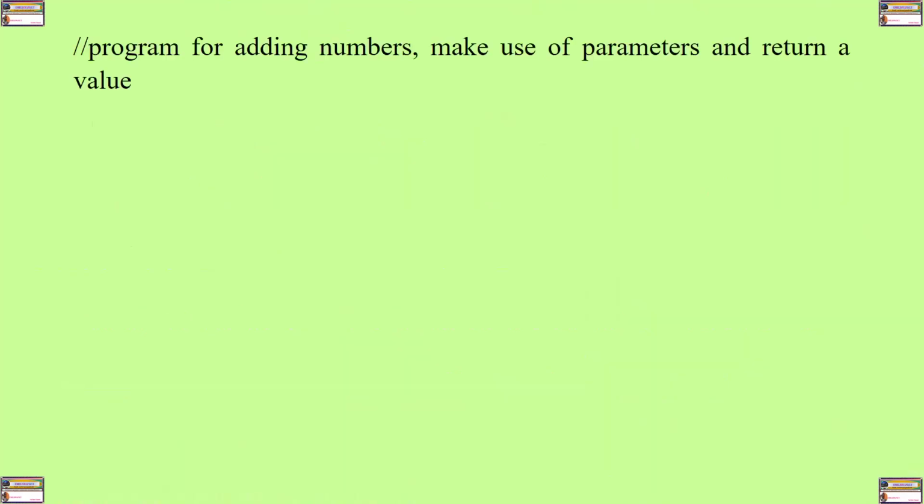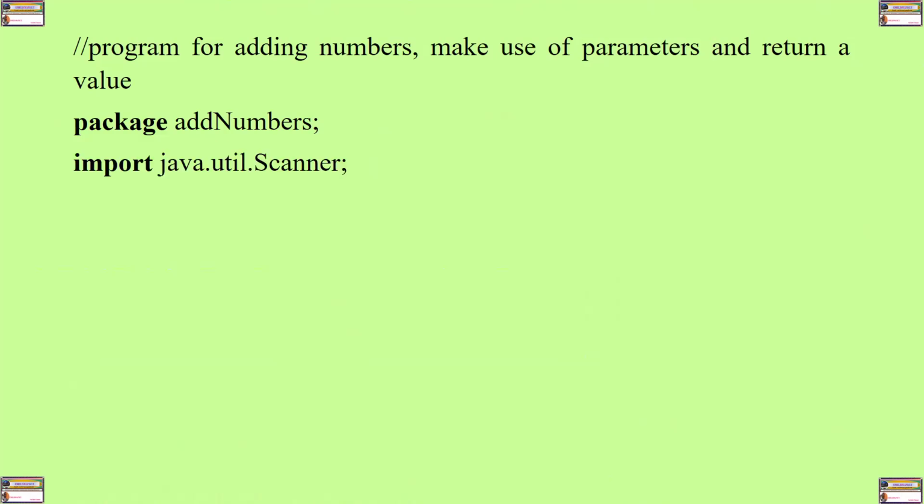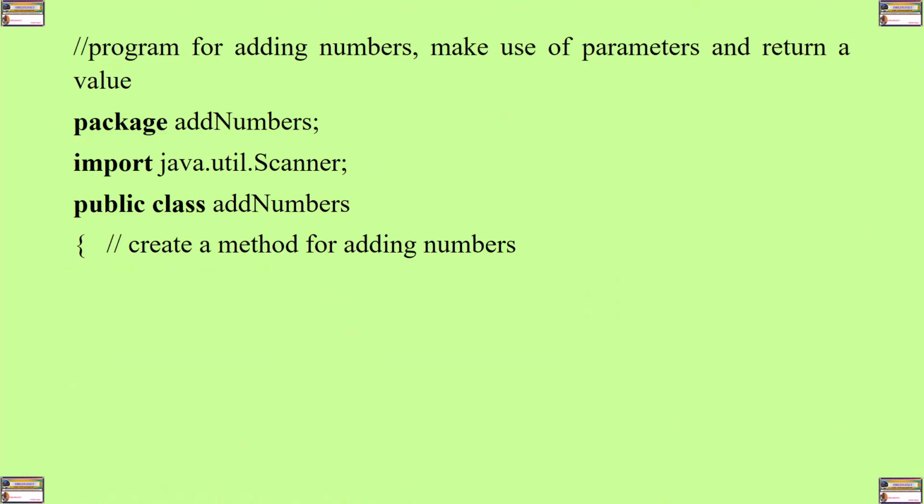So this is an example of a program. The program for adding numbers, making use of parameters, and returning a value. So these are comments. And then the name of our project, which is the name of the package, is add numbers. Then we have import java.util.Scanner. Then we have our class. Our class is called add numbers. And it has the following definition.